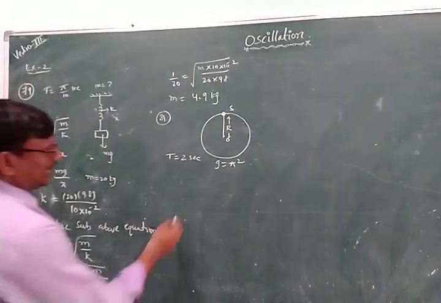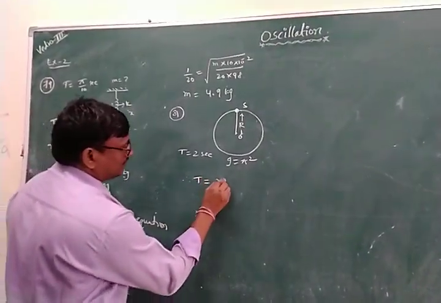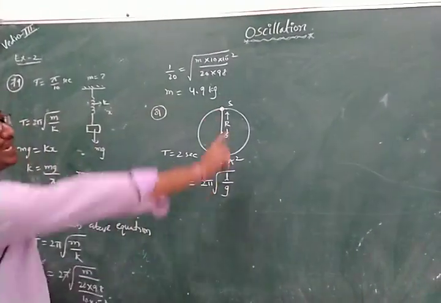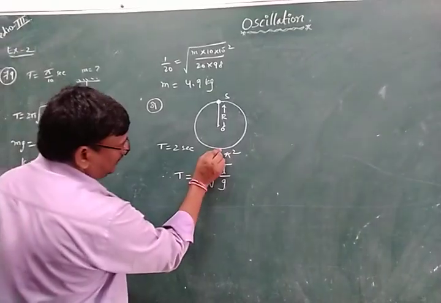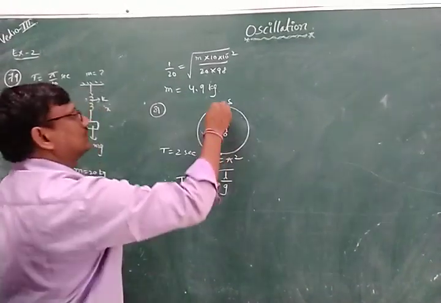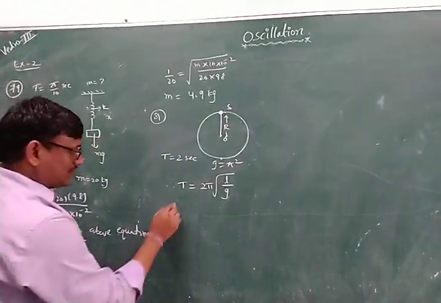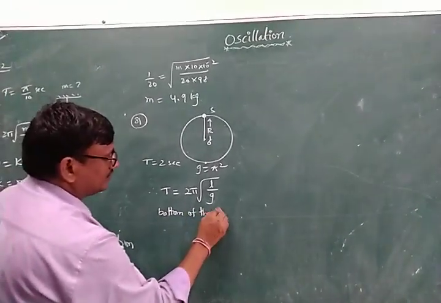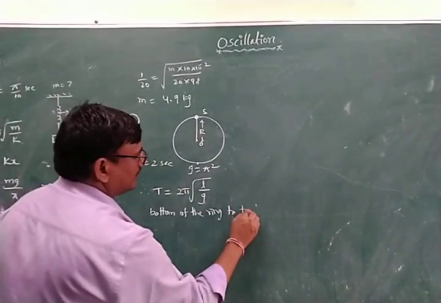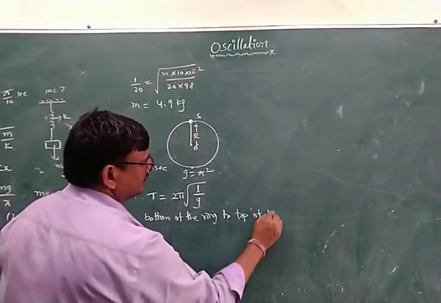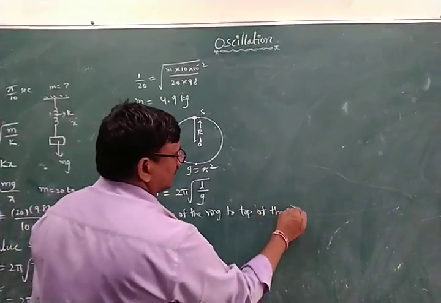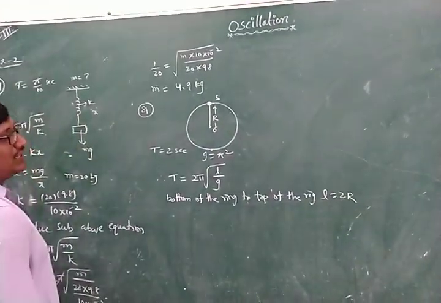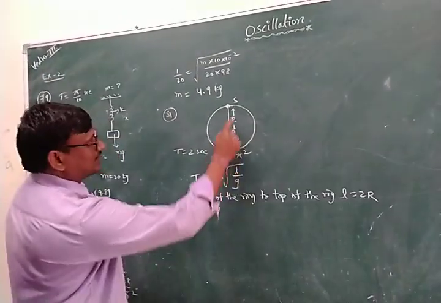See, right here the time period. Therefore, the time period T is equal to 2 pi into under root of L by g. L is nothing but length. Length is nothing but the distance from the bottom of the ring to the top of the ring. The length is equal to 2r. You can substitute this in the formula.